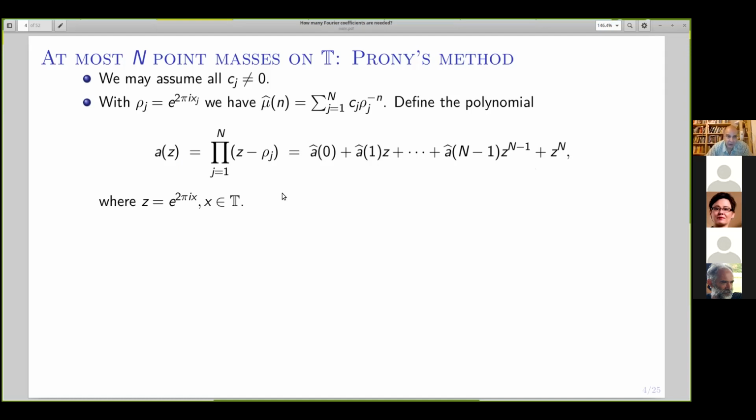Essentially, we want to determine the polynomial a, because if we determine the polynomial a, we know where the roots are. Therefore, we know where the masses are sitting, and then we can proceed, which is much easier, to find the coefficients.